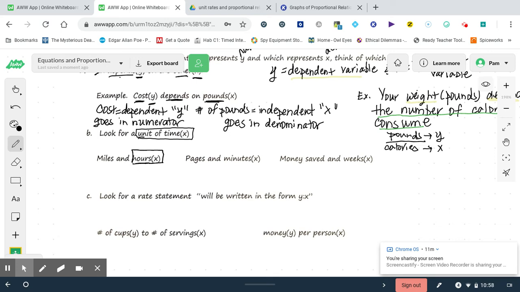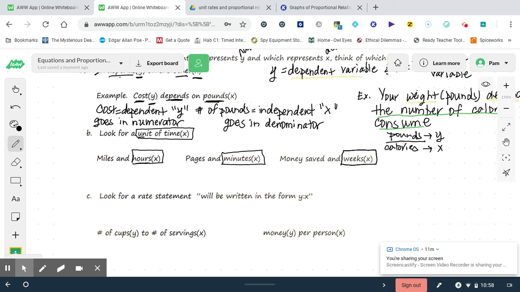Pages per minute. If somebody can read so many pages per minute, minutes is a unit of time. It's automatically going to be x, so it goes in your denominator. Money saved in weeks. Weeks is a unit of time. It's automatically going to be x.